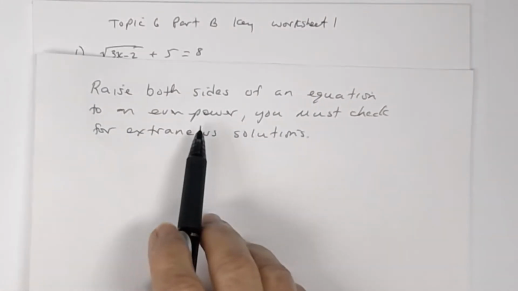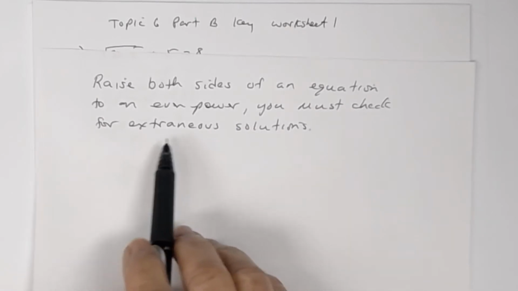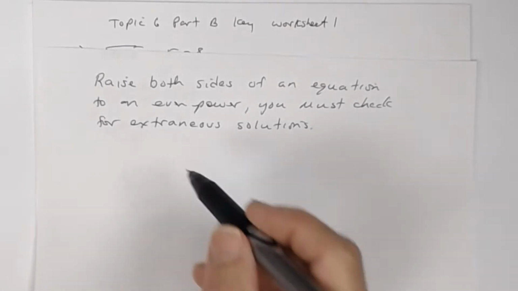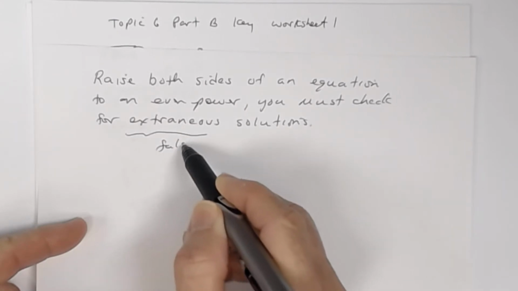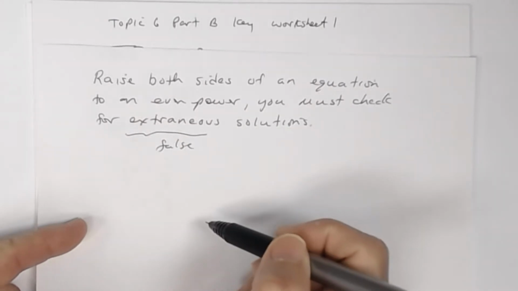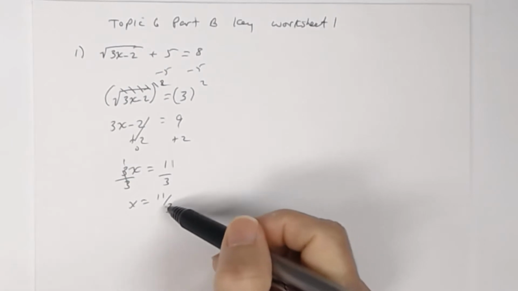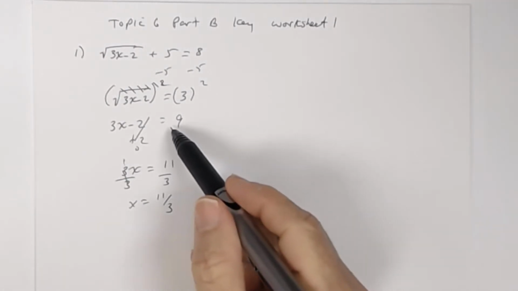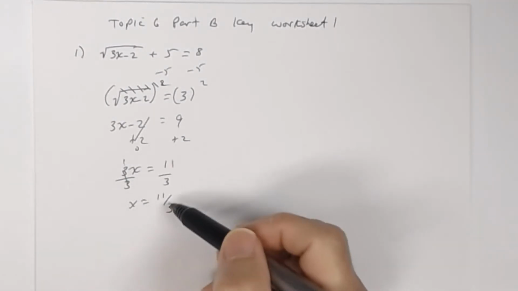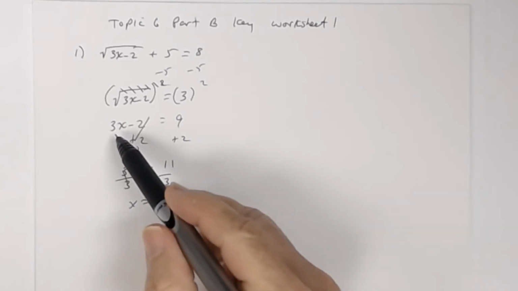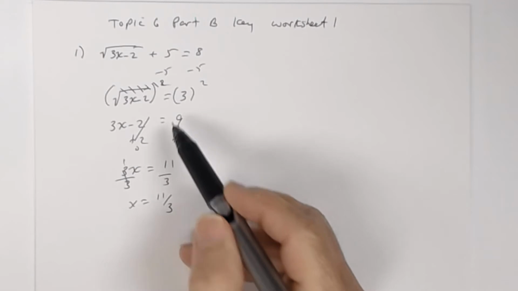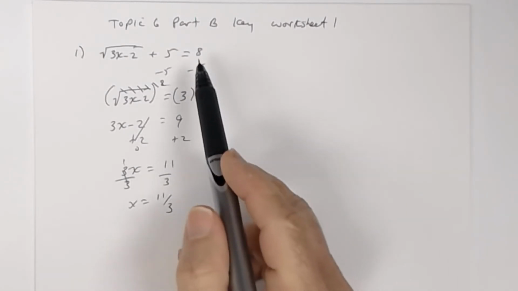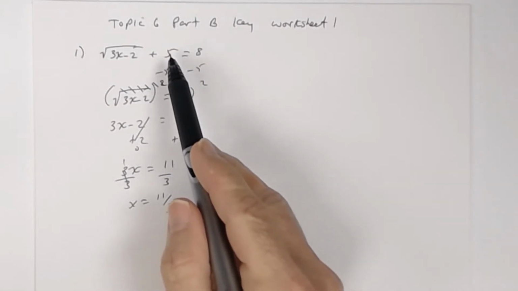Whenever you raise both sides to an even power, you must check for extraneous solutions. And so sometimes we refer to the word extraneous as false. So these are false solutions. Now, keep in mind that 11 thirds is a solution to this linear equation. That's a true statement. You can check it. 11 thirds, 3 times 11 thirds is 11. 11 minus 2 is 9. But you must always check the original radical equation.